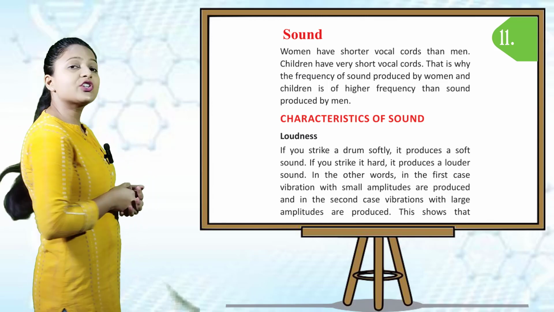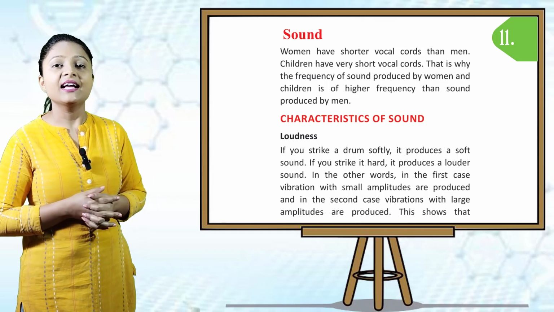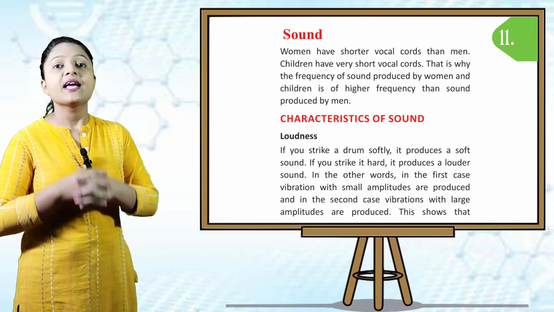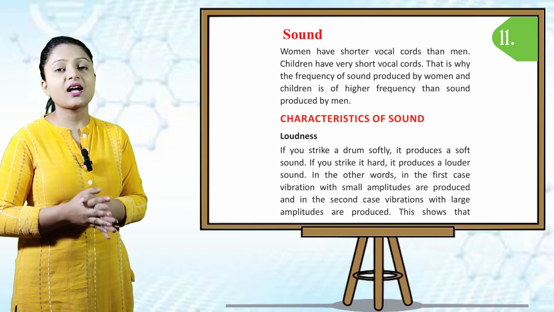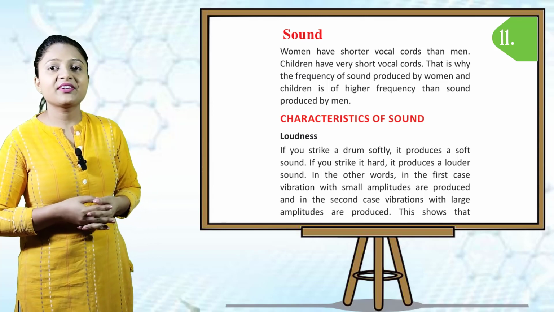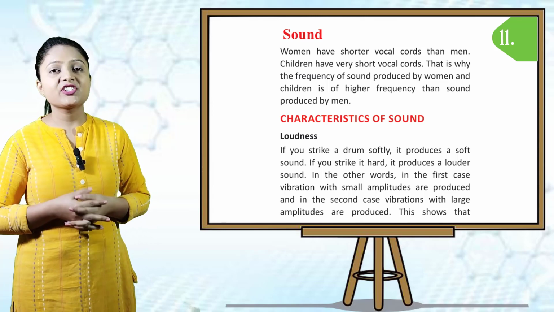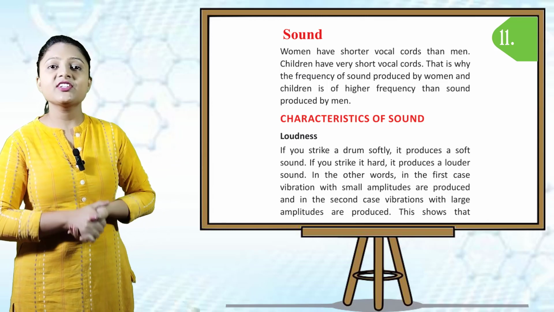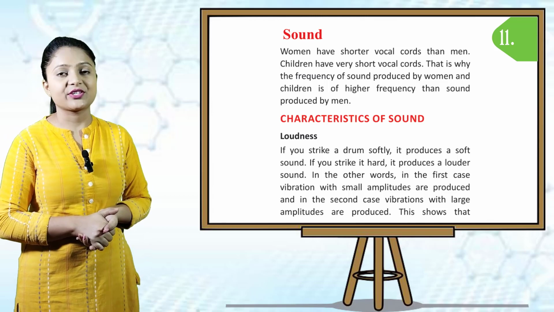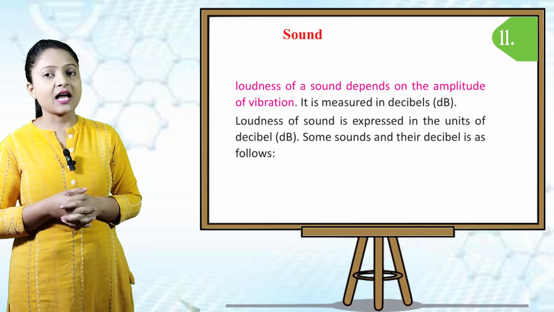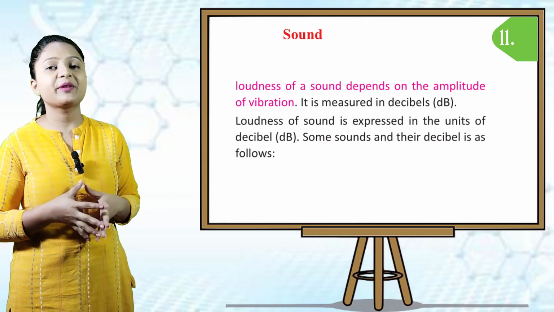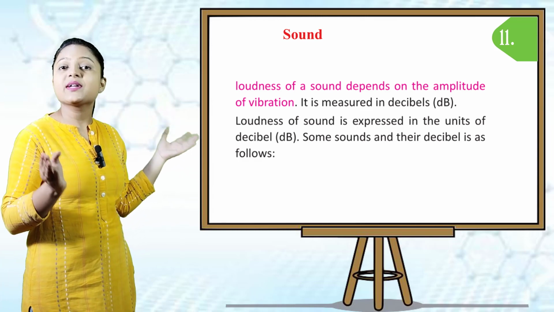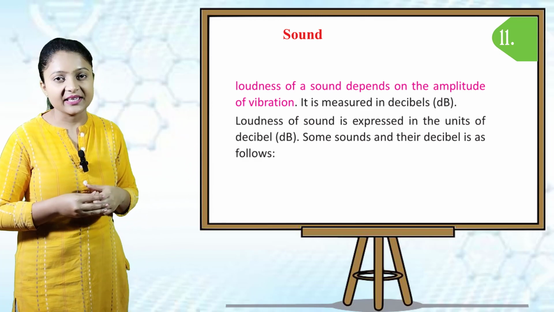जो sound के जो कुछ characteristics होते हैं उनमें से one है loudness. If you strike a drum softly, it produces a soft sound. If you strike it hard, it produces a louder sound. In other words, in the first case, vibrations with small amplitudes are produced, and in the second case, vibrations with large amplitudes are produced. This shows that the loudness of a sound depends on the amplitude of vibration. It is measured in decibel, dB. Loudness of sound is expressed in the units of decibel, dB.